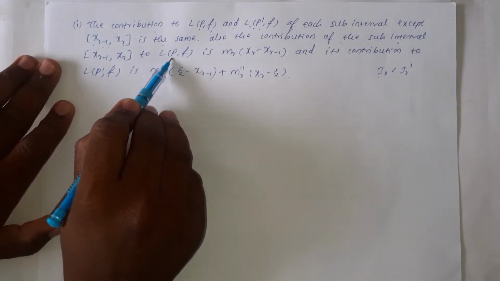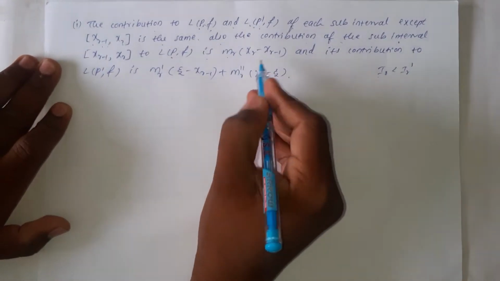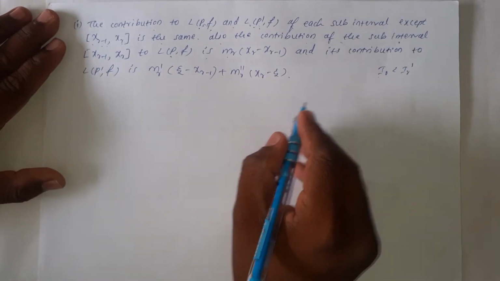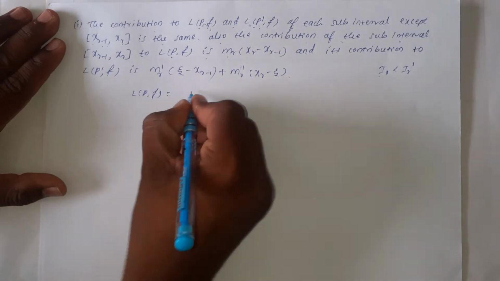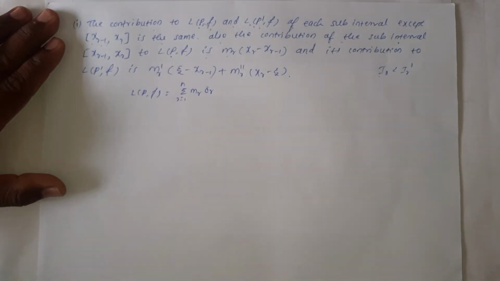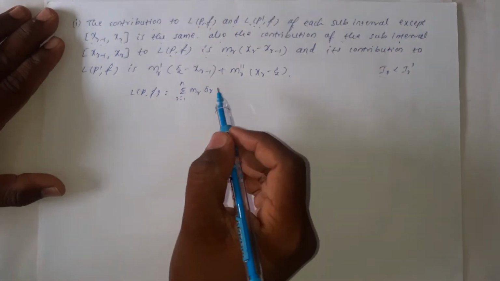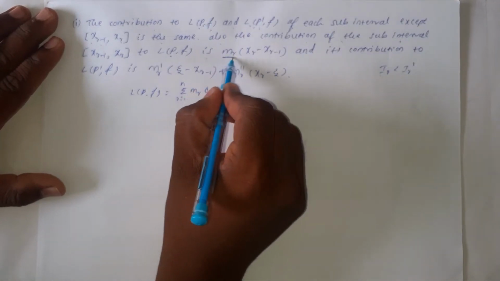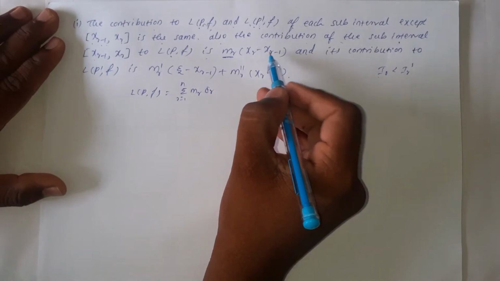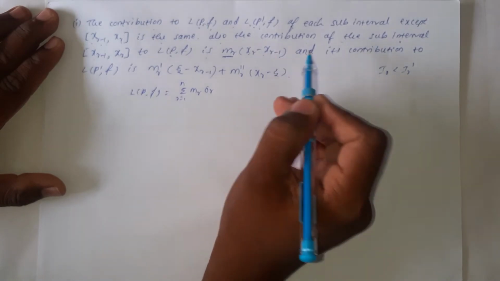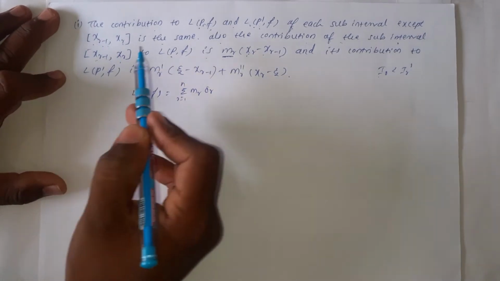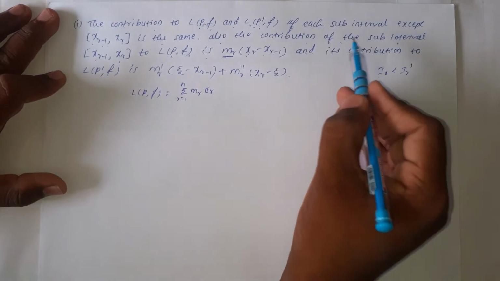Also, the contribution of the sub interval X r minus 1 to X r to LPF in the partition P is m r into X r minus X r minus 1. Here the formula is LPF is equal to summation over r is equal to 1 to n, small m r into delta r, where delta r is the length of the rth subinterval. So therefore, here m r is the infimum of the function f in the rth subinterval. So that is m r, then the length of the interval, that is X r minus X r minus 1. So therefore, this is the contribution of the interval X r minus 1 to X r for LPF.